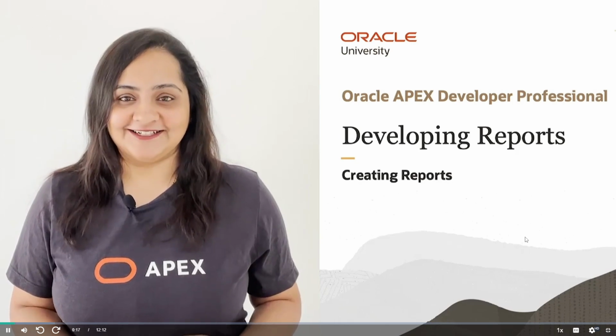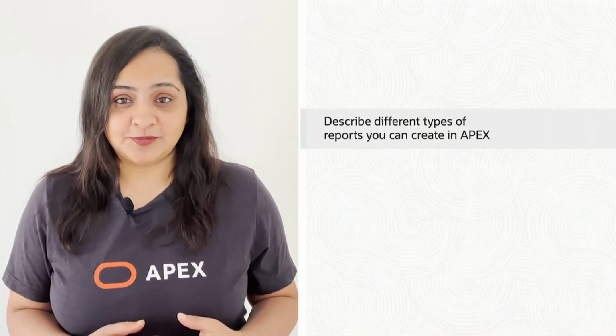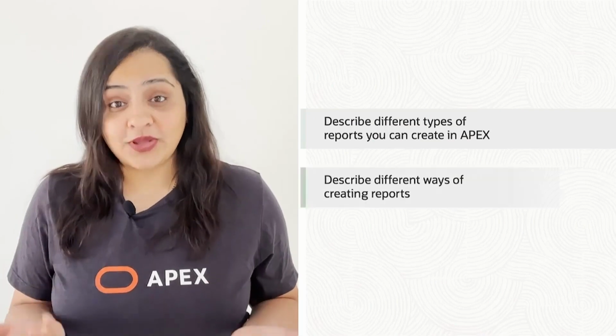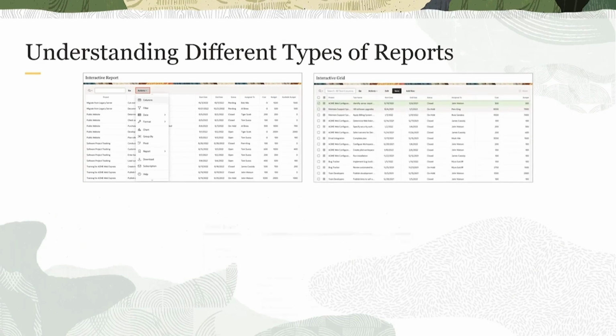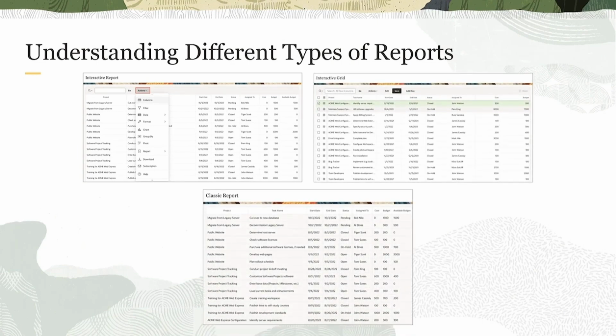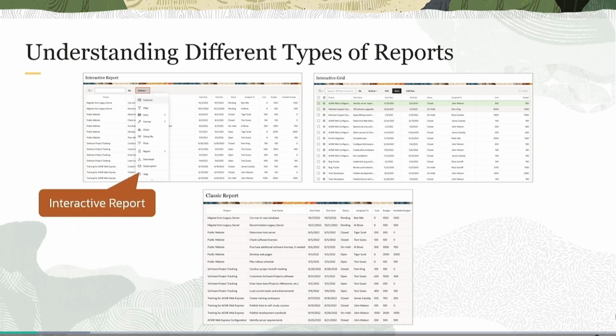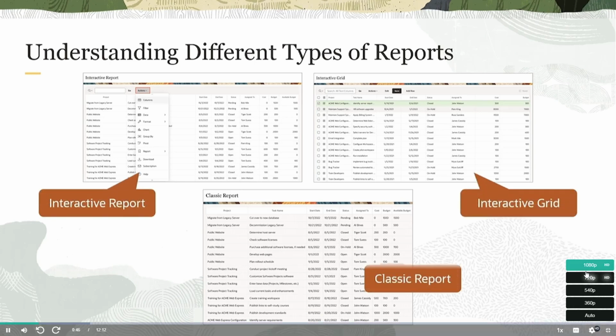Let's get started. In this video, you will learn the different types of reports in Apex and the different ways of creating these reports. A report in Oracle Apex is the formatted result of a SQL query. You can generate the SQL query by selecting a table or view in a wizard or by defining the SQL query manually. On the screen, you can see the different report types: the interactive report, interactive grid, and classic report.